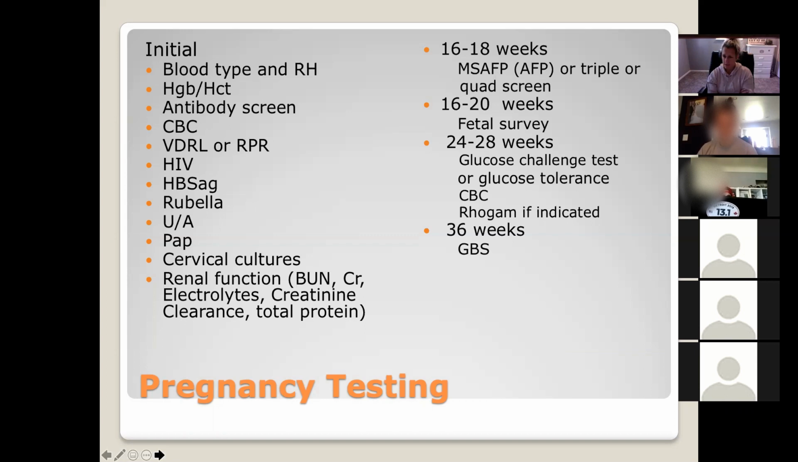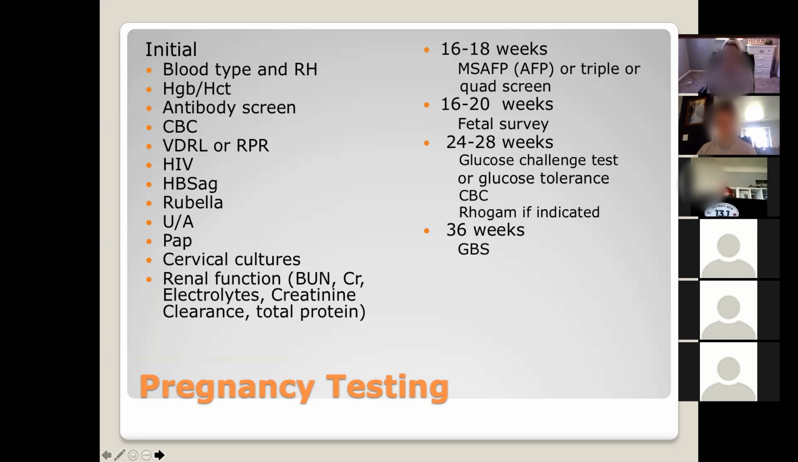HIV, hepatitis B surface antigen, rubella. We want to make sure that mom is immune to rubella because it can cause some birth defects and things like that if mom contracts rubella.